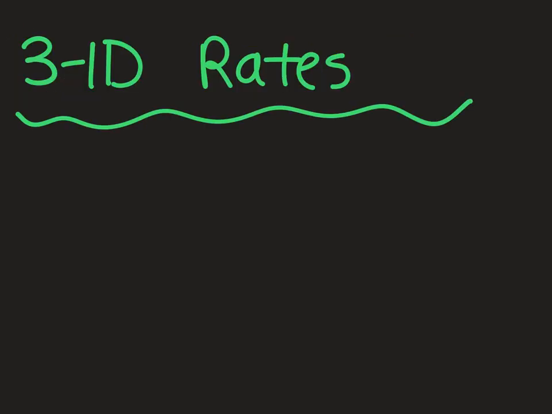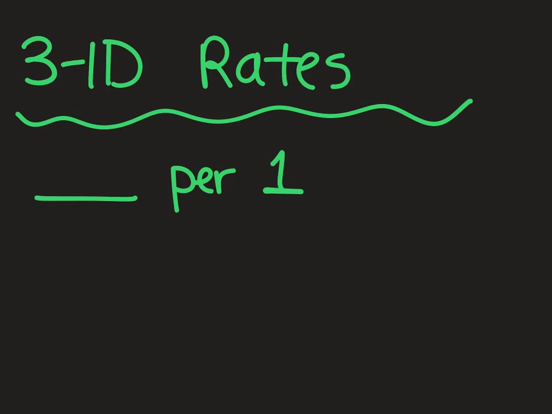Second lesson, 3-1D. We're going to talk about rates. Rates are a ratio. They're related. They're cousins. And a rate is always something per 1. We want to try to get it down to per 1.